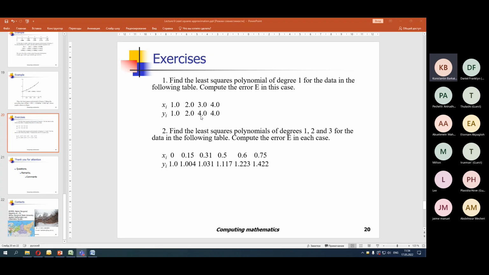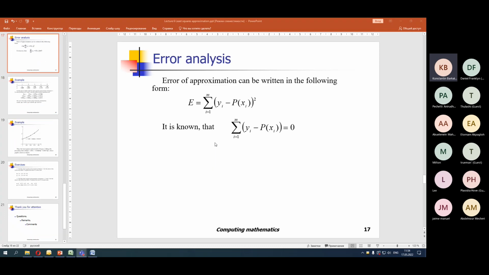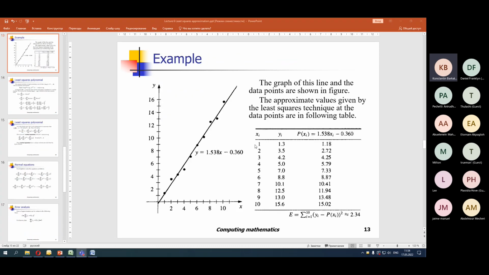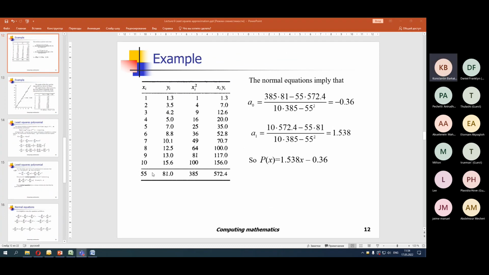But we can find the least squares line, the line that passes near these points in some least squares sense. I will show you how to solve this problem in Microsoft Excel. What should we do? We should build this table.